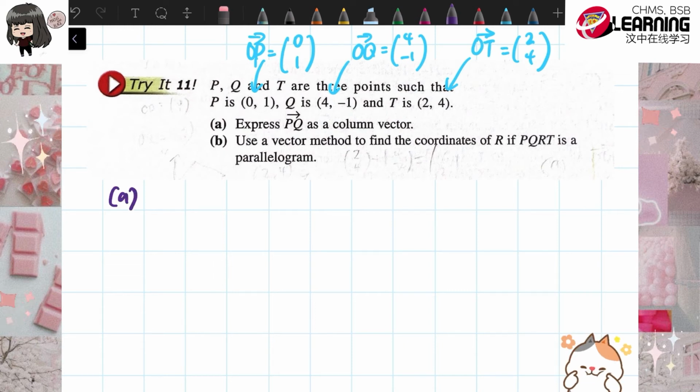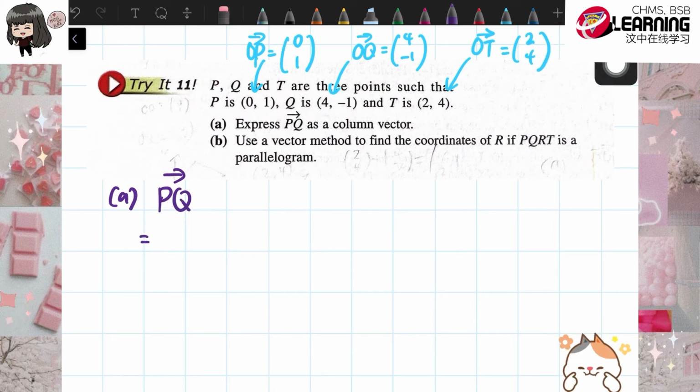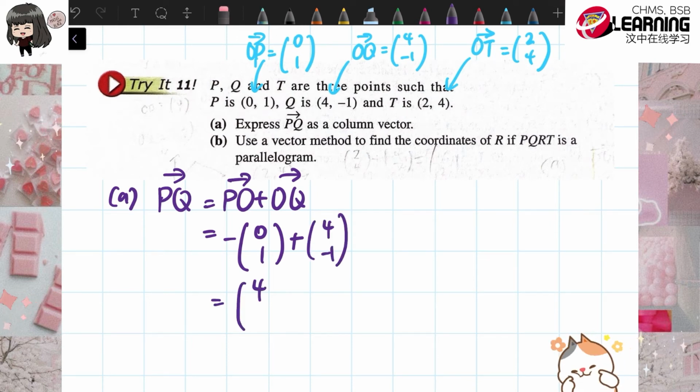So, part A. P goes to Q. You can just look at the coordinates also. If not, I'm using the vector method, which is PQ equals PO plus OQ. Your PO is the negative of OP plus OQ, which is 4, negative 1. So when I add, I get 4, I get negative 2. So this is my column vector.